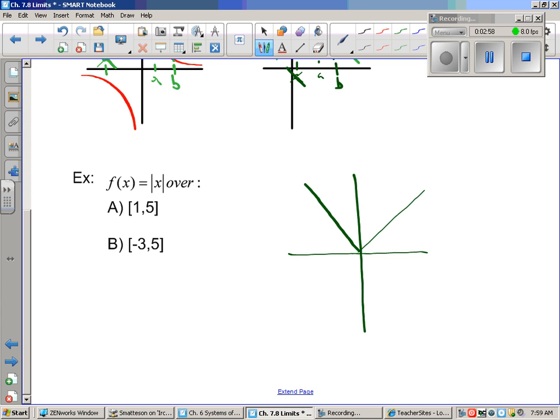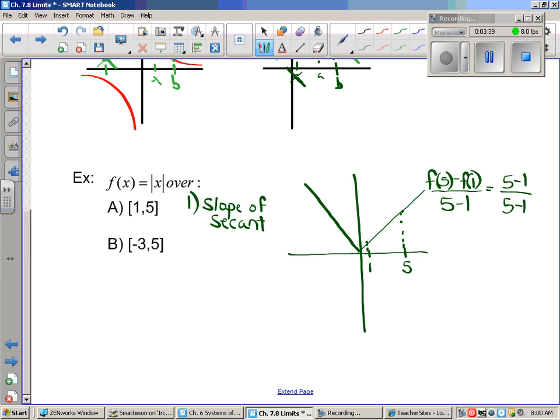If I'm to ask over 1 to 5, and I'm to verify the mean value theorem, let me refresh your memory how that works. To verify the mean value theorem, first of all, can it be verified? Is it differentiable between 1 and 5? And of course, the answer to that is yes. So if I wanted to verify that, the first thing I would have to do is find the slope of the secant. In our case here, that means I'm going to do 5 minus 1 on the bottom, and f of 5 minus f of 1 on top. And of course, with the line y equals x, it's the same thing, and so it equals 1.